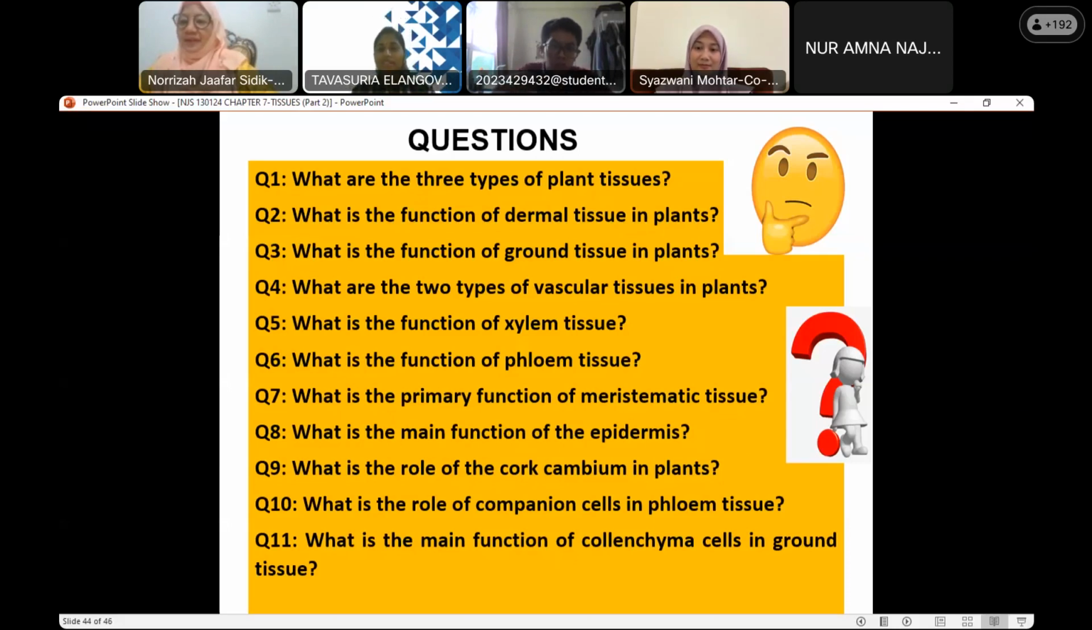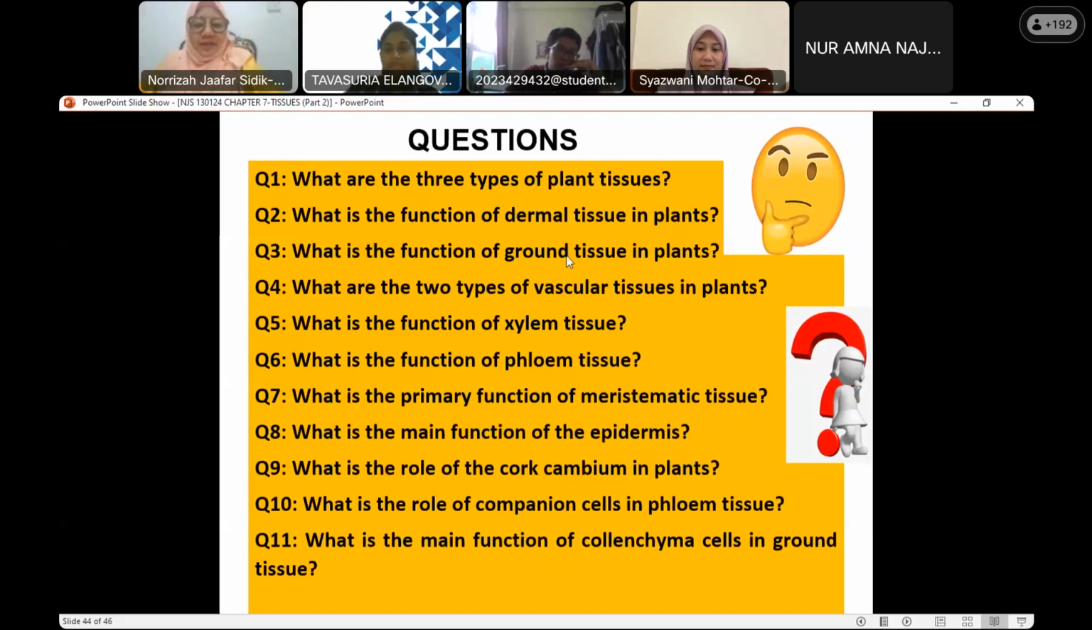Yes, pathogens. Okay. Physical damage and pathogen invasion. Yes. Okay. So dermal tissue serves as the outer protective covering of the plants. They help prevent water loss, regulate gas exchange, and protect against pathogens and physical damage.